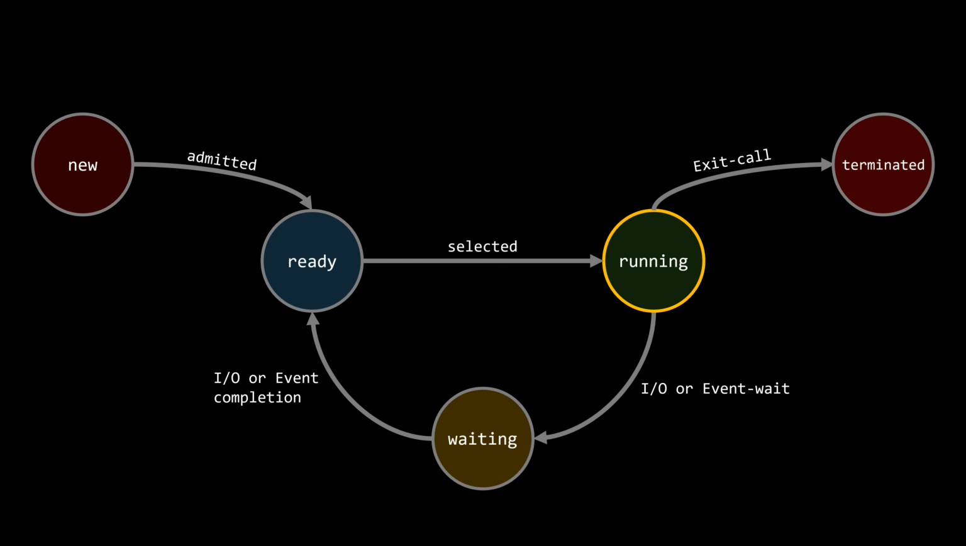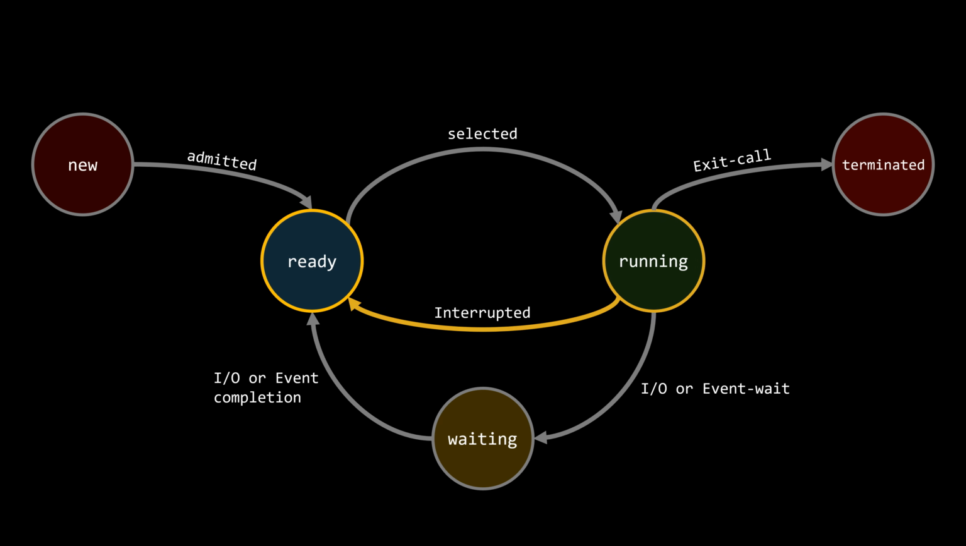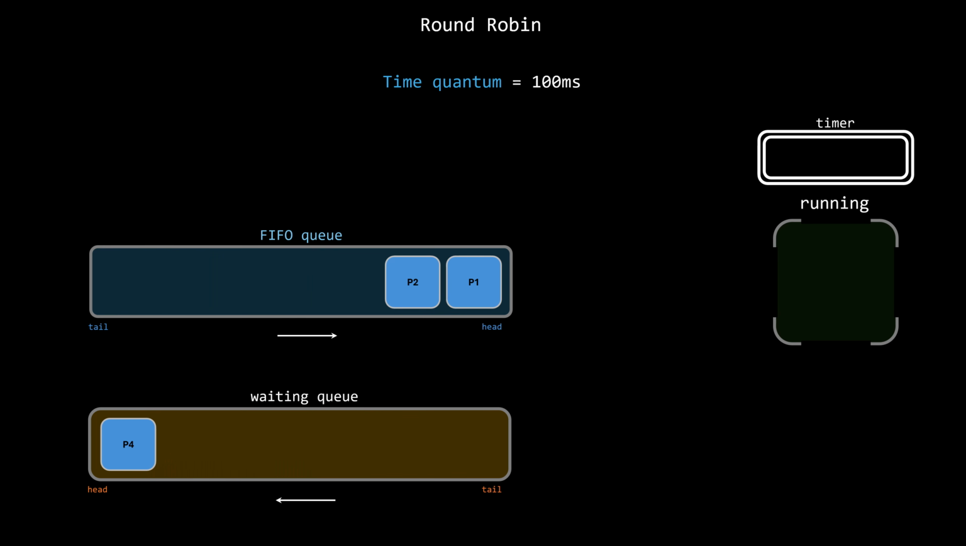Notice that when a process is preempted, it does not enter the waiting state, since it did not request I/O. Instead, it goes directly into the ready state, waiting for its next time quantum. If we need a scheduling policy that fairly distributes CPU time, round robin is ideal.